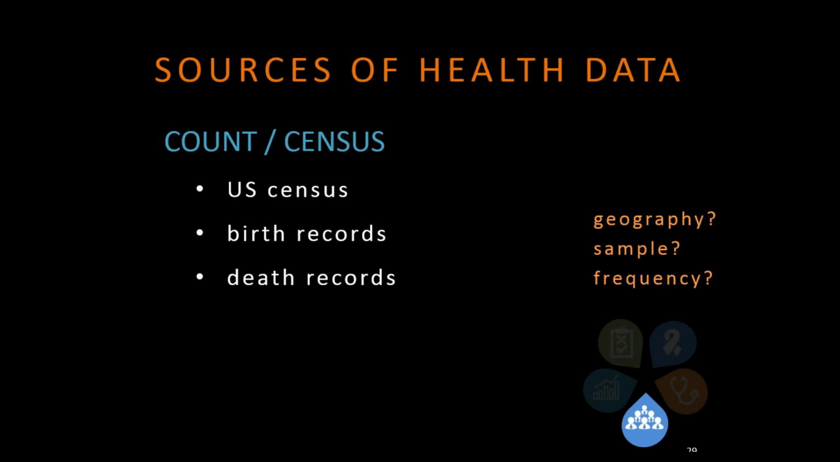Frequency, they are collected continuously over time and released at specific intervals throughout the year. So you don't have to wait, whereas the U.S. Census is every 10 years. And again, as I mentioned before, they do have a subsample survey called the American Community Survey that's done every year.